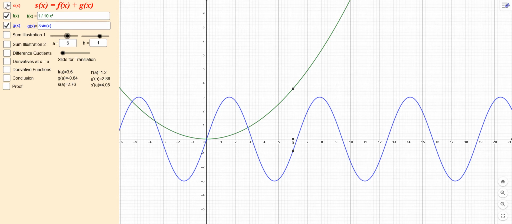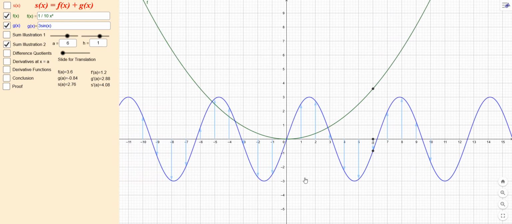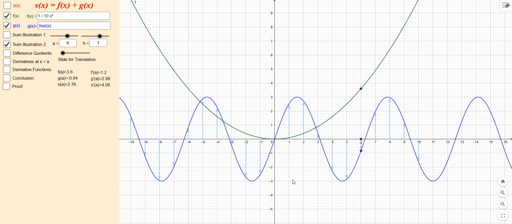And then the way we get the sum, let's see how we do that. So I'm going to click on this sum illustration 2. If you look at those vectors right there, these are some of the vectors that we could be looking at for the second function, the g function. For integer values, these directed line segments tell you the value of the second function. And we want to move those from y equals 0, from the x-axis, to get to the points on the graph of g of x.